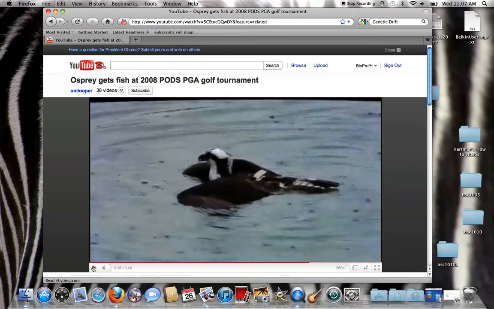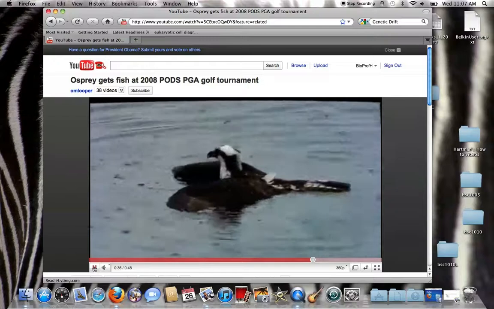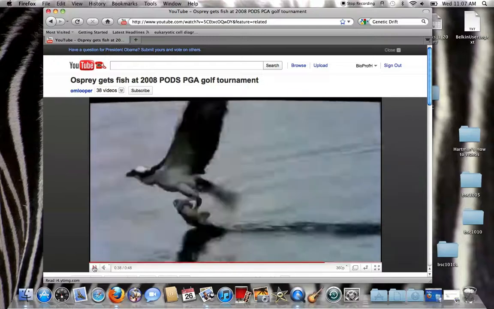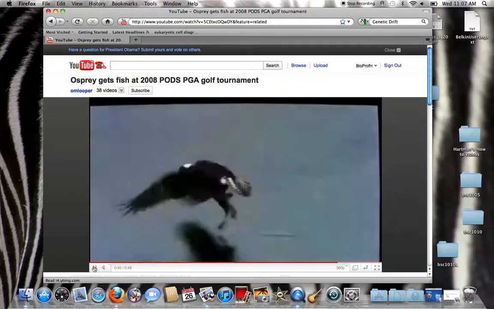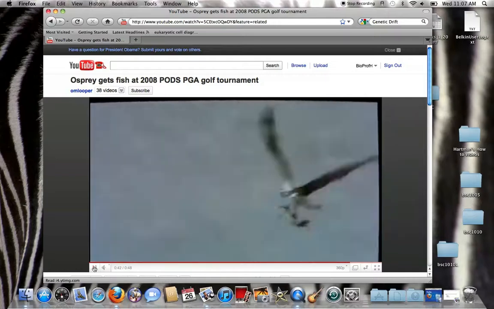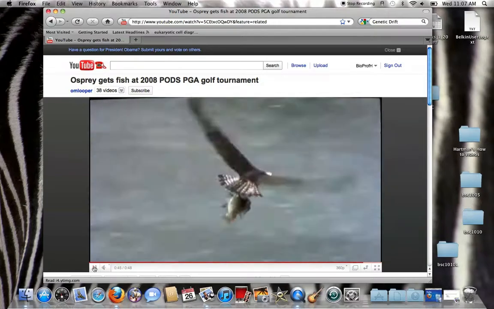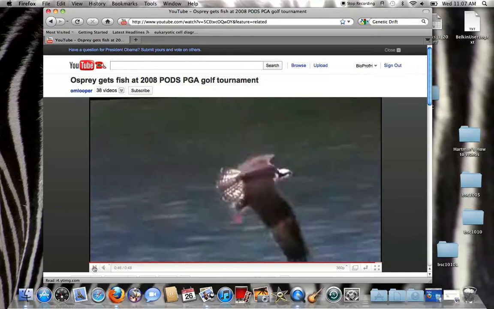Have a good day. Let's see if this fish pulls this bird down or if this bird will pull this fish out of the water. Looks like the bird gets to live another day and have a good meal at that.